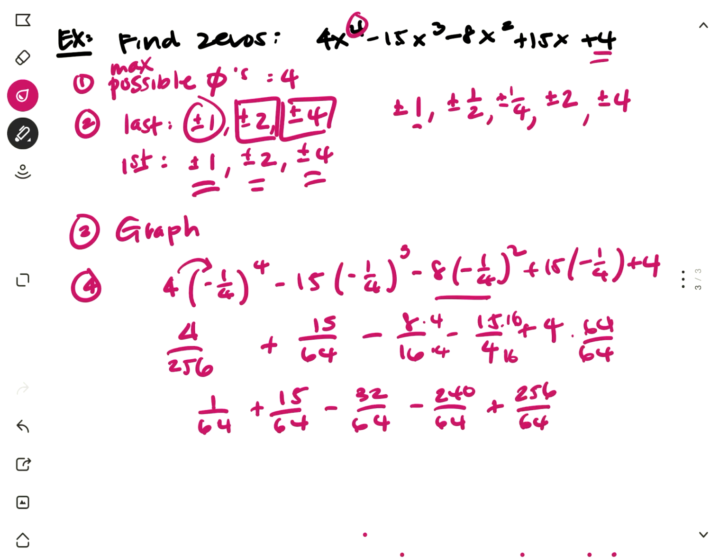Ugh. Okay, so let's try to add this. 1 plus 15 is 16. Minus 32 is negative 16. Minus 240 is negative 256. Plus 256 is 0 over 64. Awesome. It's 0. And we said that if we substitute it, we should end up with a 0 if it is in fact a factor.